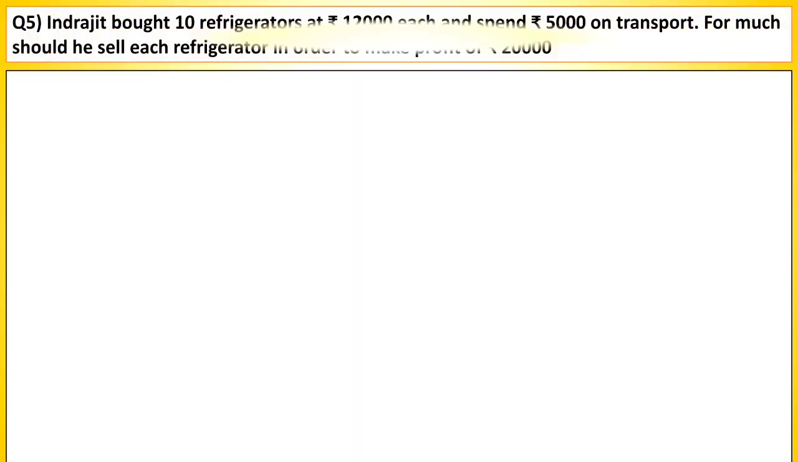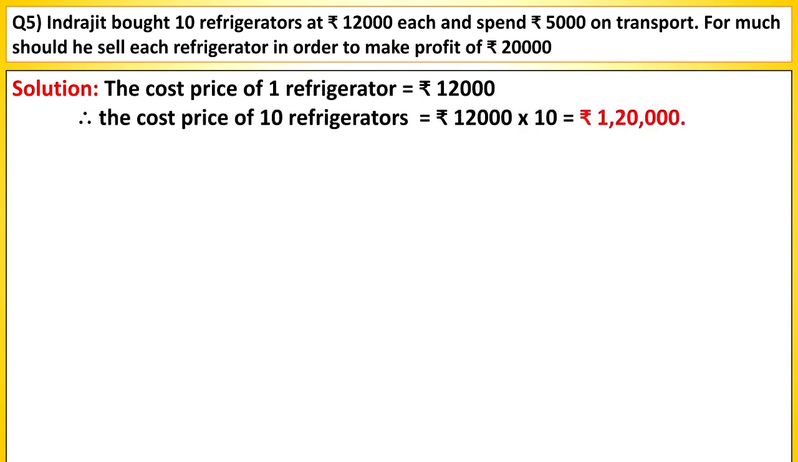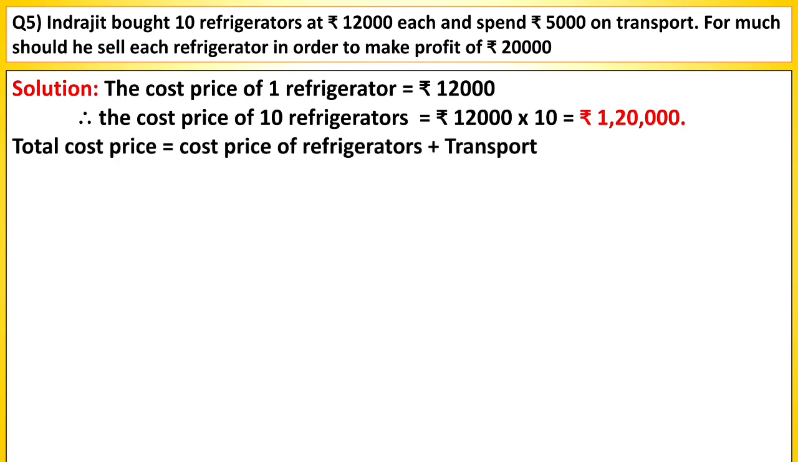Now question number 5. Indrajit bought 10 refrigerators at rupees 12,000 each and spent 5,000 on transport. At how much should he sell each refrigerator in order to make a profit of rupees 20,000? The cost price of one refrigerator is given, 12,000, but Indrajit purchased 10 refrigerators, means 12,000 multiplied by 10, we get 1,20,000. Total cost price of refrigerators is cost price of refrigerators plus transport, 1,20,000 plus 5,000. So here we get 1,25,000.